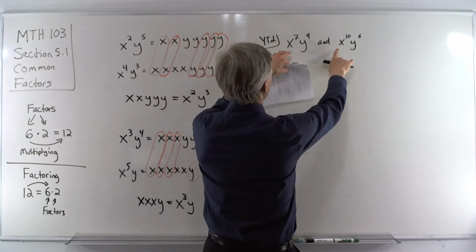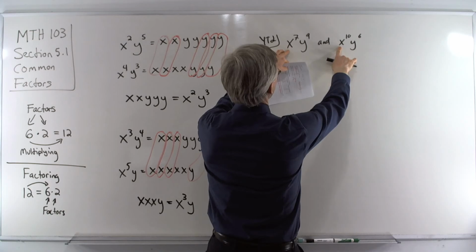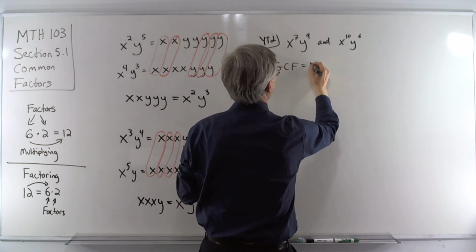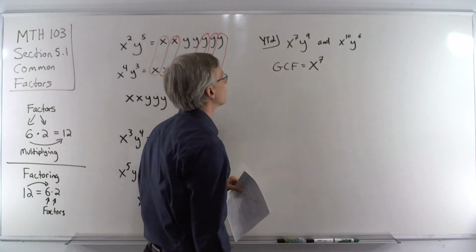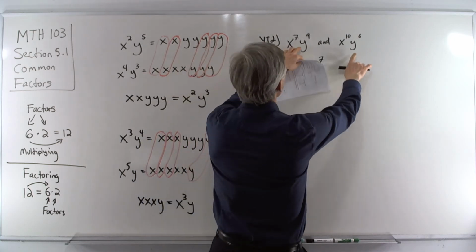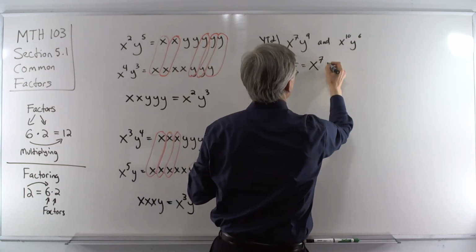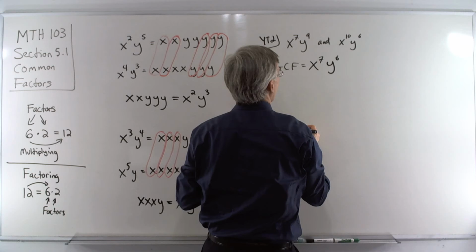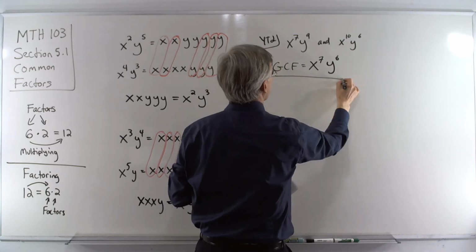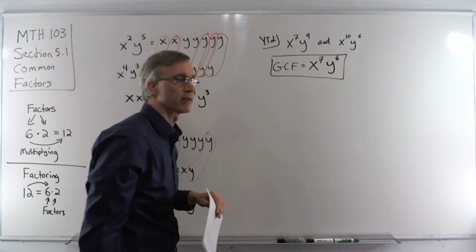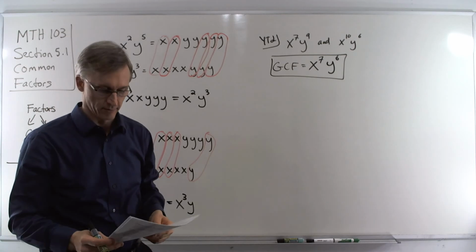So looking at the x bases, we've got 7 and 10, smaller exponent of 7, so we'll pick that one. And out of the two y bases, we have 9 and 6. The smaller of the two is 6. So the greatest common factor is x to the 7th, y to the 6th.